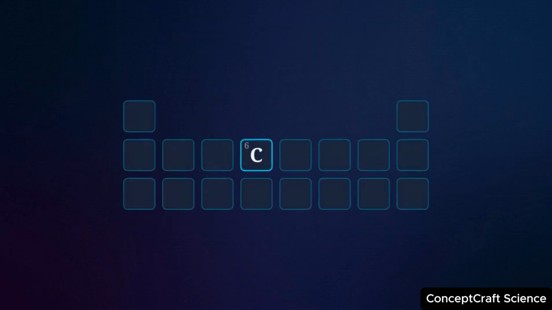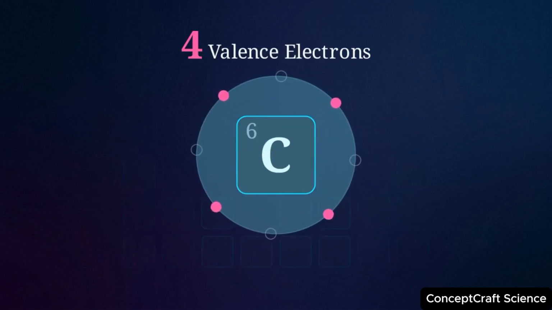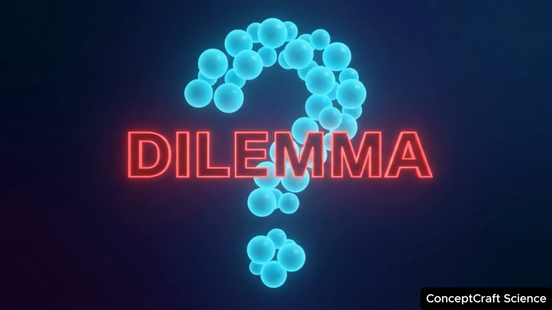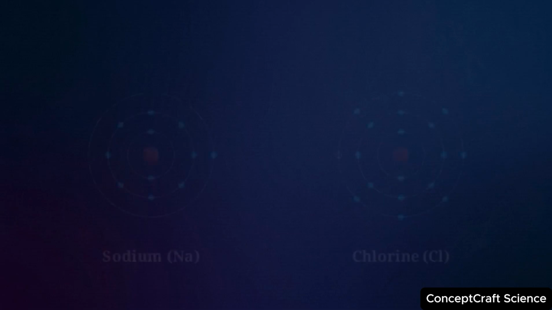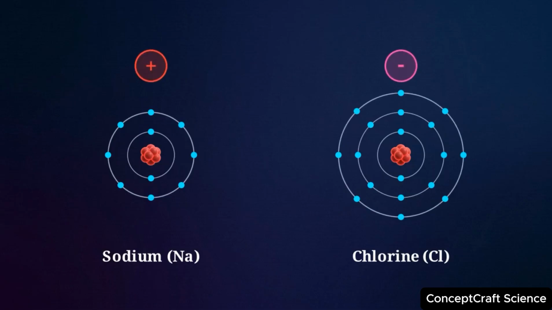Carbon sits in the middle of the periodic table, possessing exactly half of the electrons needed for a full outer shell. This specific count creates a dilemma when it comes to standard chemical bonding. Most elements achieve a full shell by transferring electrons, either gaining or losing them completely to form ionic bonds. Let's see what happens if carbon attempts this.